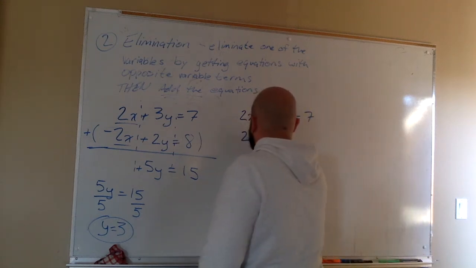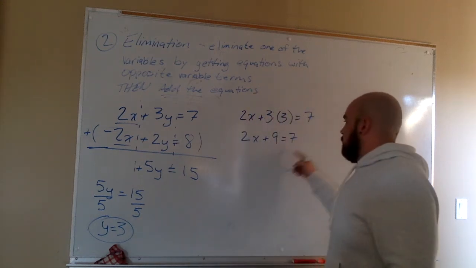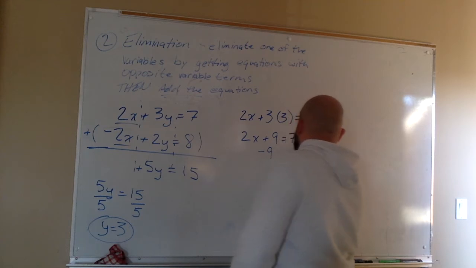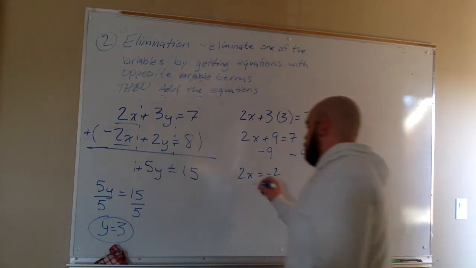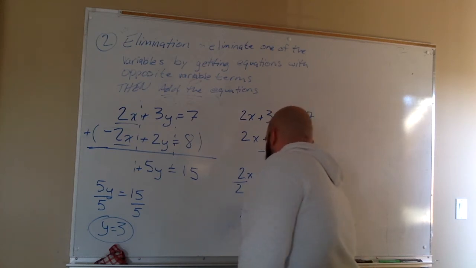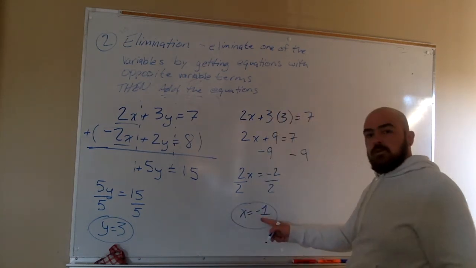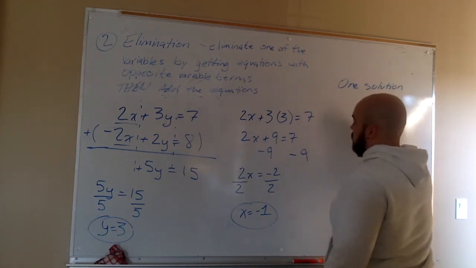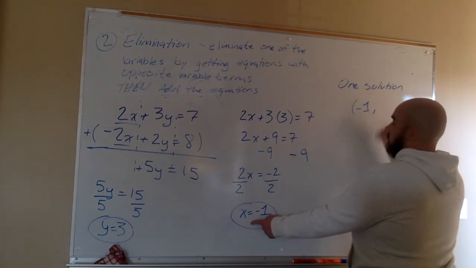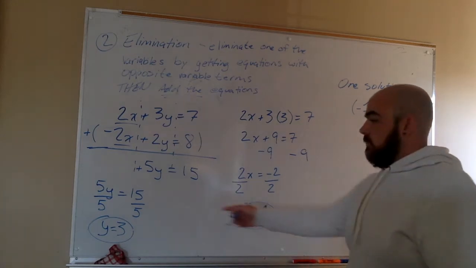Then we're going to go ahead and solve. I have 2x plus 3 times 3 is 9 equals 7. We subtract 9 from both sides, and we end up with 2x equals negative 2. Last step, divide out that 2, and we're left with x equals negative 1. Now I have an x value, I have a y value. That tells us we have one solution, and that solution is the ordered pair negative 1, comma, 3.